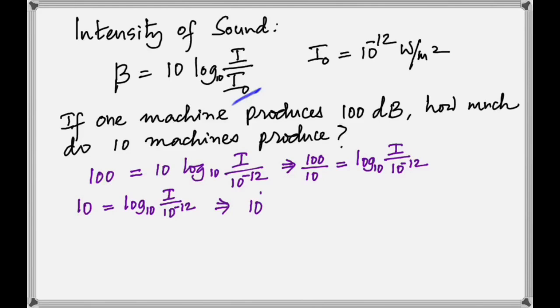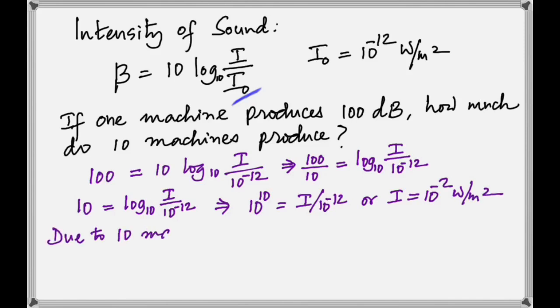remember that in place of log to the base 10 on the right side, you just put 10 to the power 10 on the left side, and that's why you have this. So you get I due to one machine is 10 to the negative 2. So due to 10 machines would be 10 times that, which is 10 to the negative 1. And then you have to convert that into decibels.